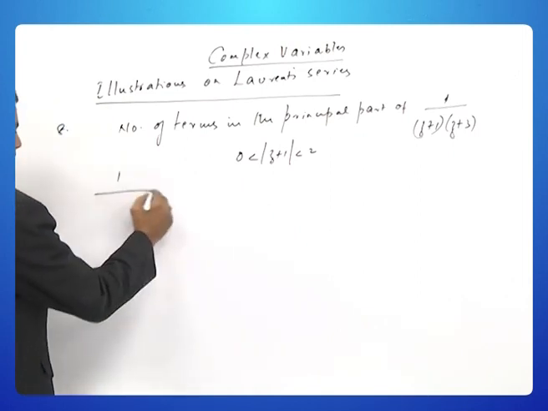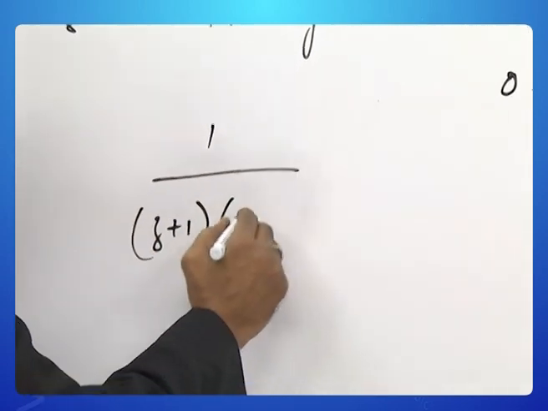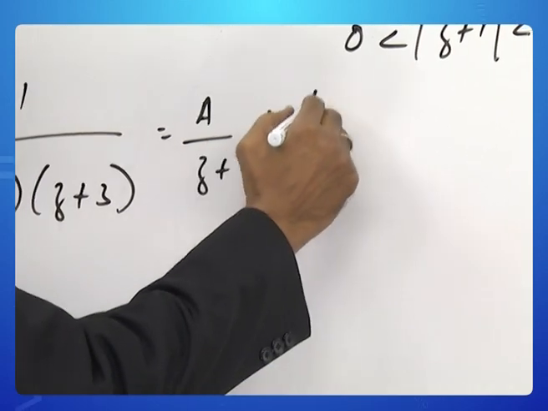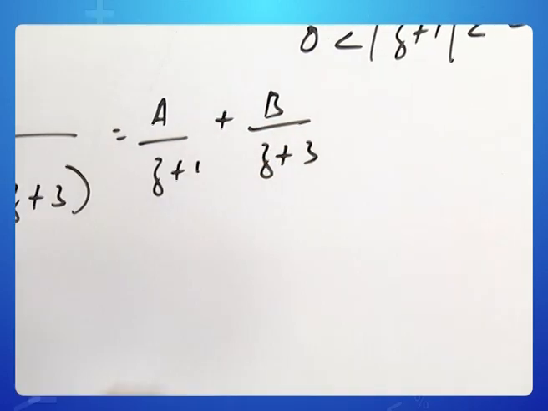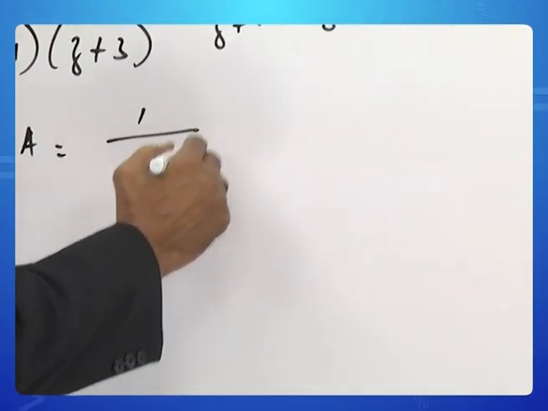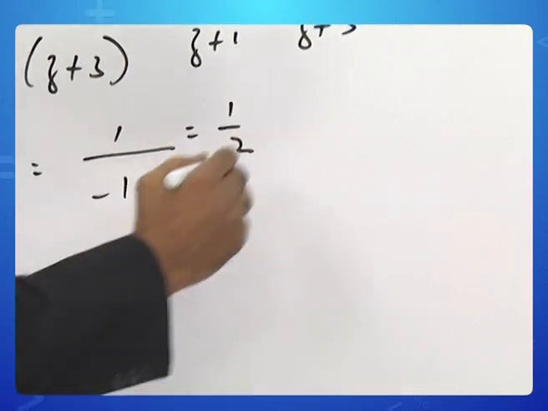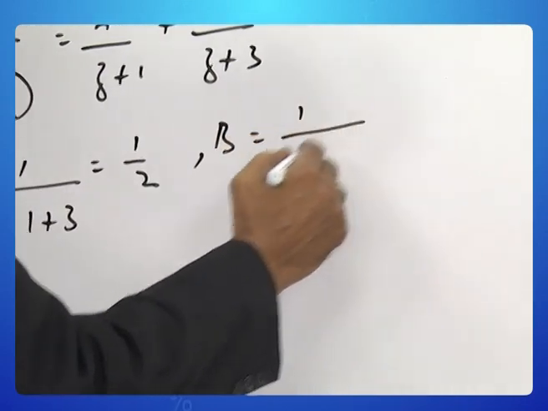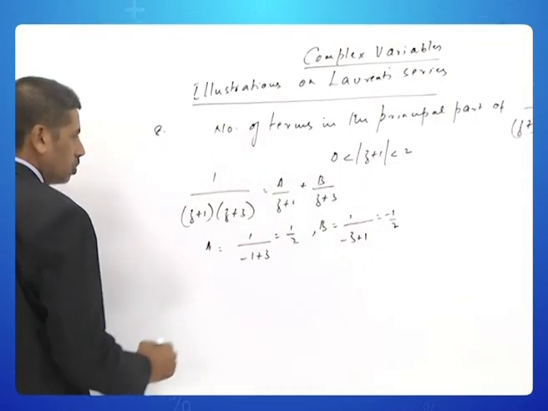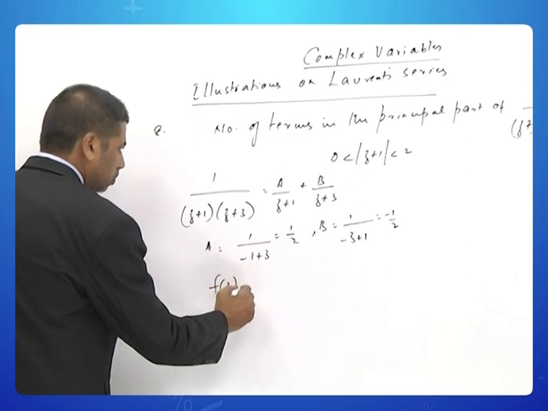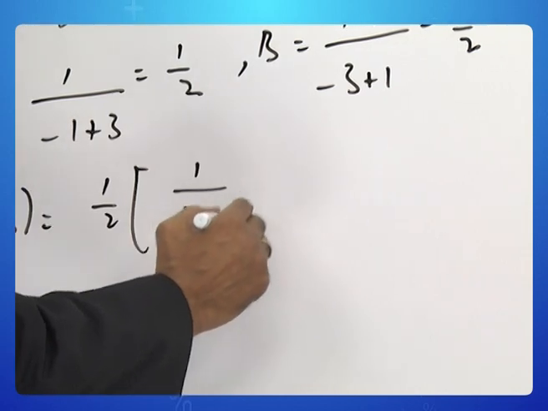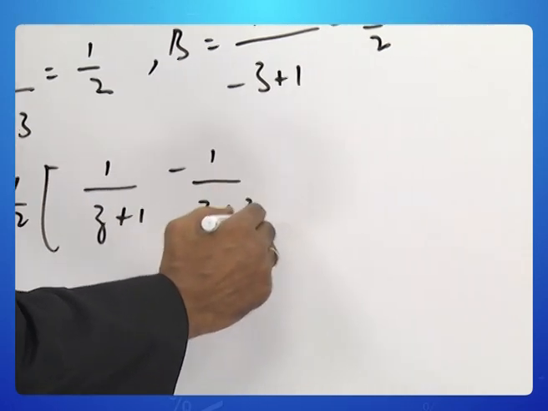So you let 1 by (z plus 1) into (z plus 3) is equal to a by z plus 1 plus b by z plus 3. So a is equal to 1 by (minus 1 plus 3), which is half, and b is 1 by (minus 3 plus 1), which is minus half. So f of z is equal to half of (1 by z plus 1 minus 1 by z plus 3).